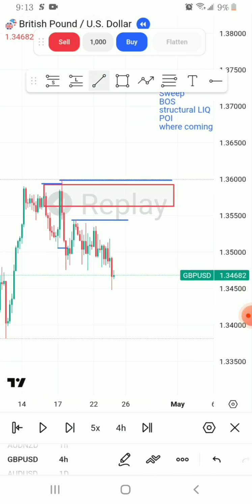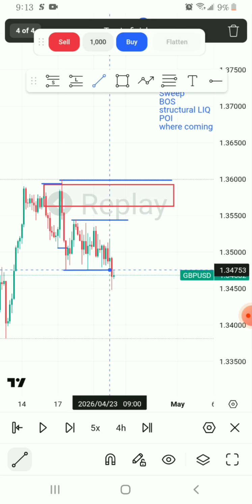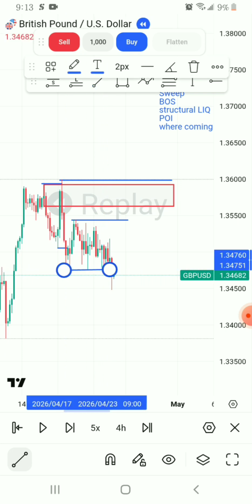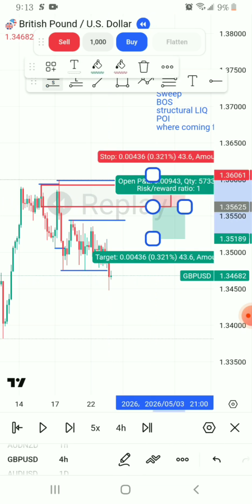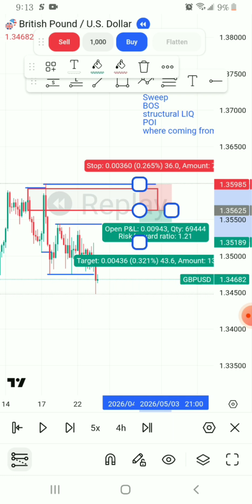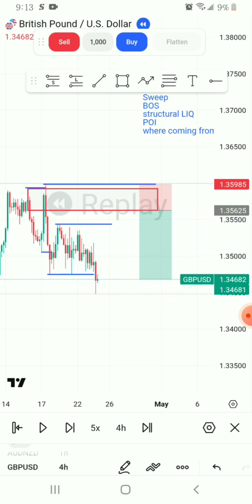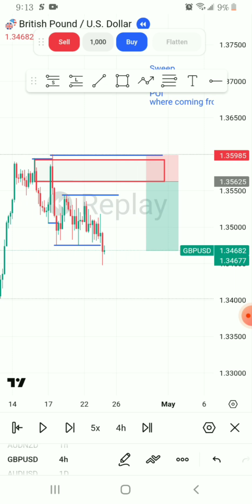The social liquidity also broke structure. You want to make sure your liquidity breaks structure there. So you see, this is it. Now we put our entry here, with our stop loss at that high, and then we set our target. So that's what it is.